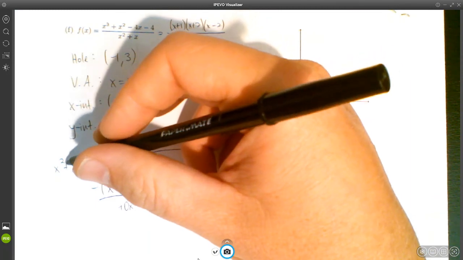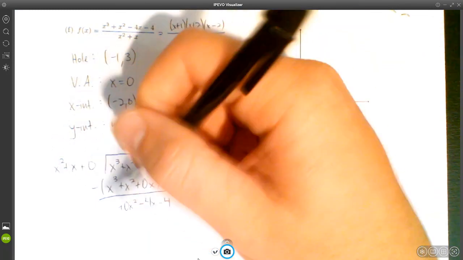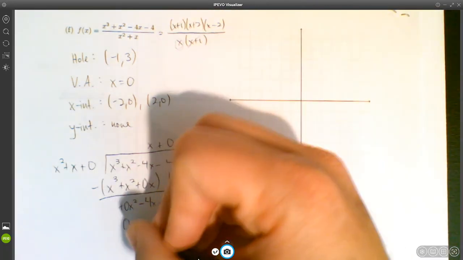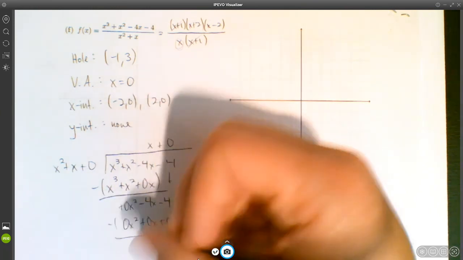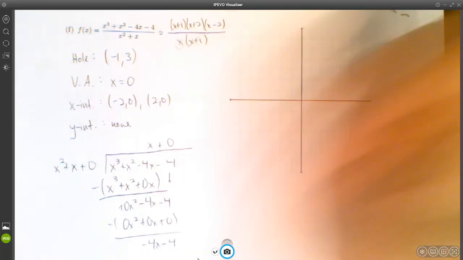So what would I multiply x squared by to get 0x squared? Well, the answer would be 0, right? 0x squared plus 0x plus 0. We subtract, and of course we're going to get negative 4x minus 4.